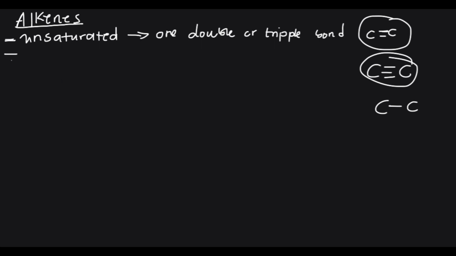Now we can move on to the next property. The other property is the names of these molecules. Their names end in E-N-E. So we have like ethene, propene, butene, pentene, etc. Then from there, we can also look at the formula that these molecules obey. So the general formula for alkenes is CnH2n.